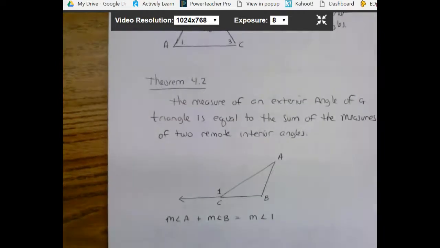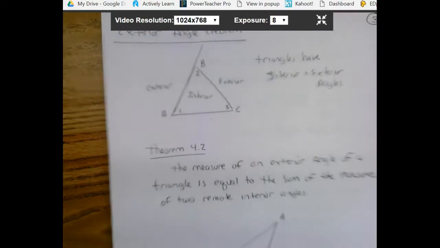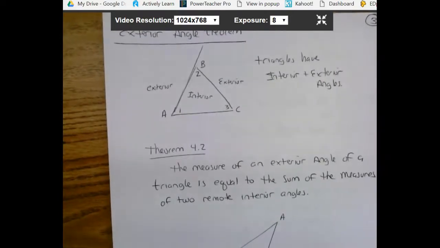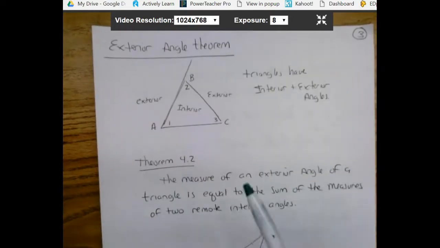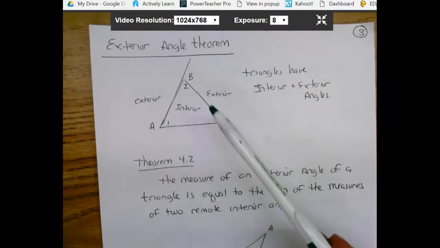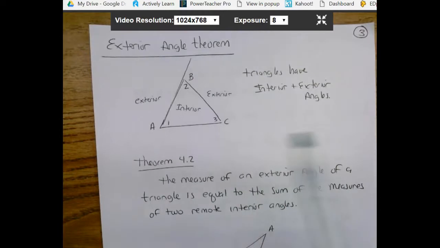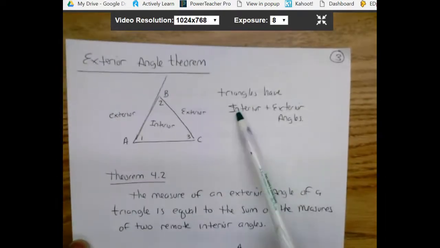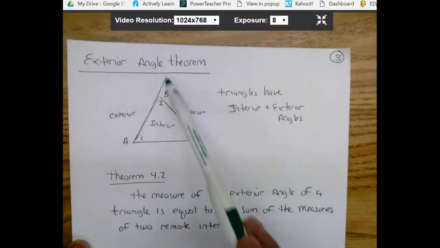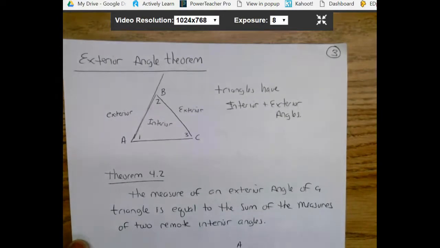Another idea we have to learn is the exterior angle theorem. We can first look at the theorem with this triangle here. We have these interior angles 1, 2, 3, and then the exterior angles outside of that, such as B. So this is really a statement that triangles have interior and exterior angles. We'd have this exterior angle here, and if we had another line here, we'd have an exterior angle there.